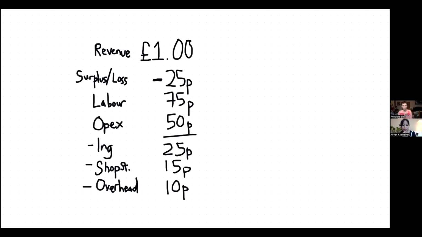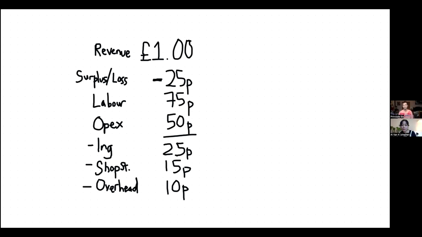The other thing which you just highlighted there is that, at the moment, this business is making a loss of 25p. So it's in trouble: if it has reserves, it's depleting its reserves. If it doesn't have reserves, it's accumulating debt. Exactly. Okay, cool. So we have this model. We're looking at it and we're like, okay, we've got a problem.